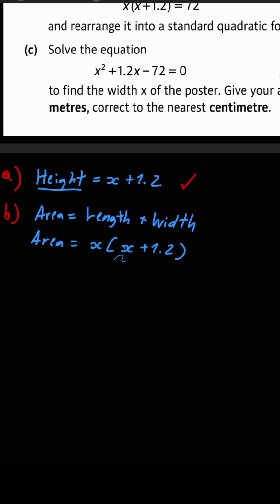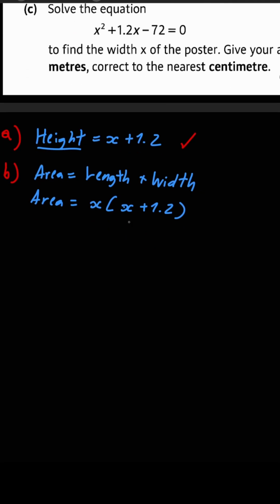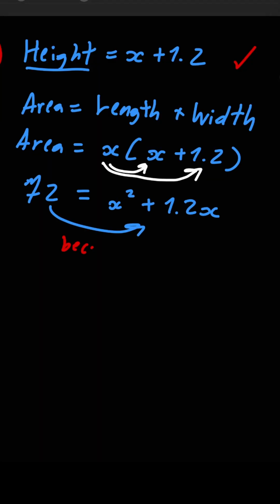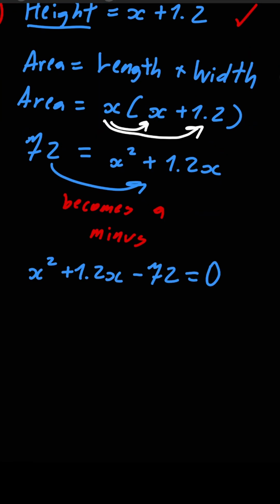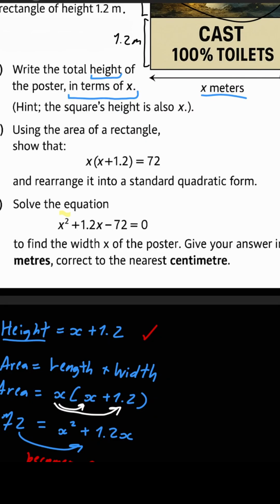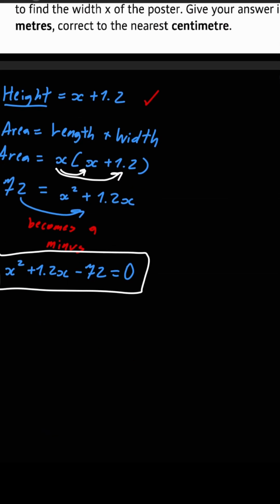So now we need to rearrange this into a quadratic, and in order to do that, we need to expand these brackets. And we know that our area is 72, so we can just plug that in. To expand, multiply everything by everything in that bracket, x by x, and x by 1.2. And that is our quadratic as follows. Solve the equation x squared plus 1.2x minus 72 equals 0, which is exactly what we got here.